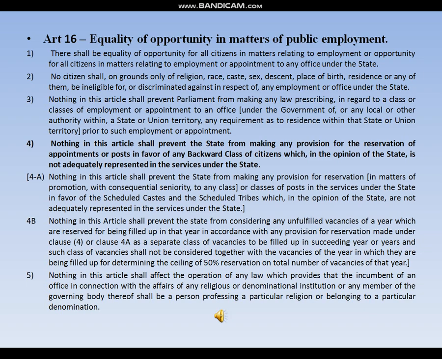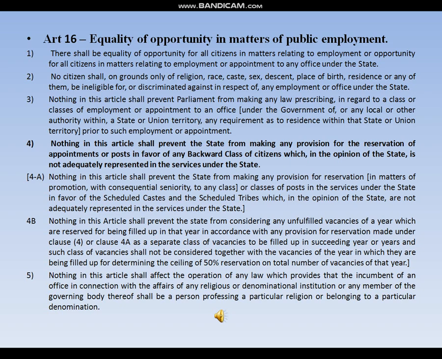Article 16 in slide 3. Article 16 talks about equality of opportunity in matters of public employment. That means there shall be no discrimination, there shall be equality of opportunity. However, you will find that the highlighted clause 4 talks about a special provision with regard to reservation of appointments or posts in favor of any backward classes of citizens, which in the opinion of the state is not adequately represented in the services under the state.